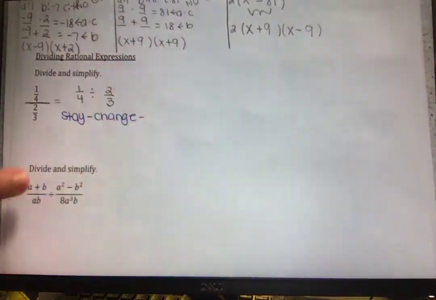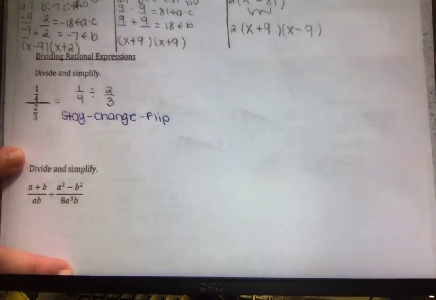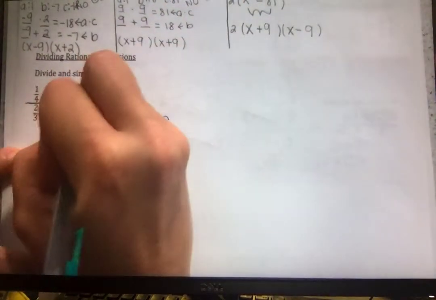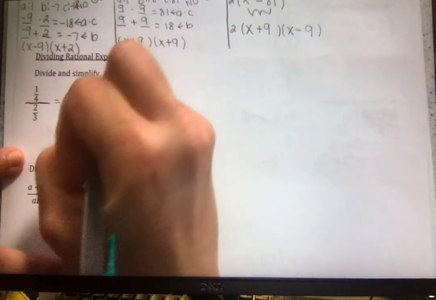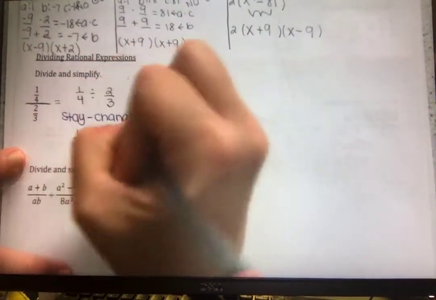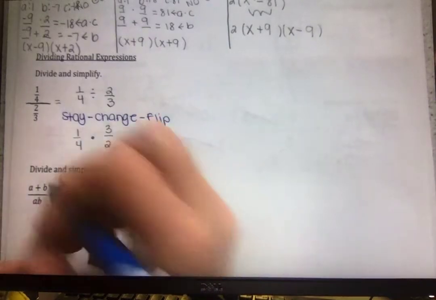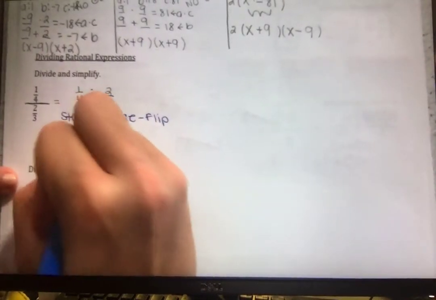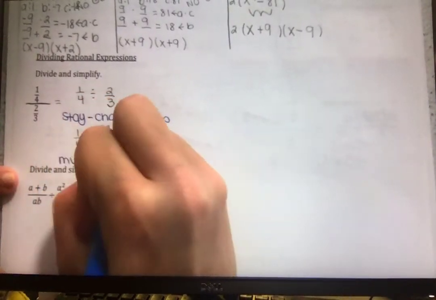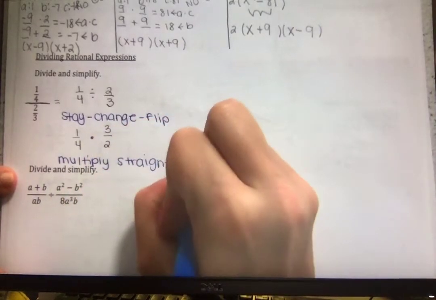So same exact concept, but bringing it a little bit more to our speed. Let's go ahead and divide and simplify a plus b over ab divided by a squared minus b squared over 8a cubed b. So let's stay, change, flip, or whatever you want to say. Our first fraction is going to stay the same. Our operation is going to change from division to multiplication. And we are going to flip that second fraction.